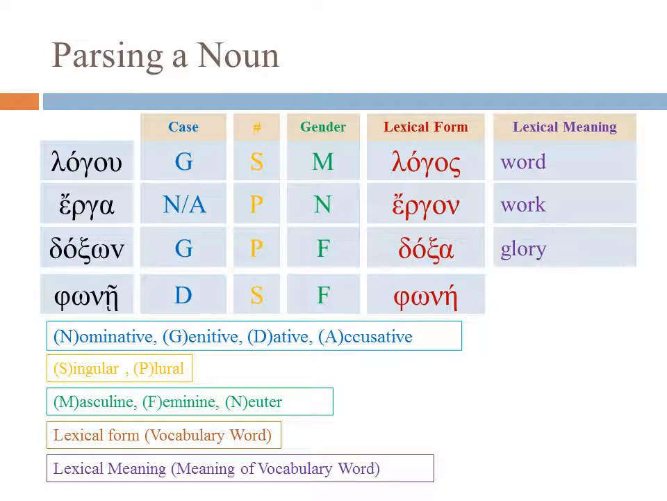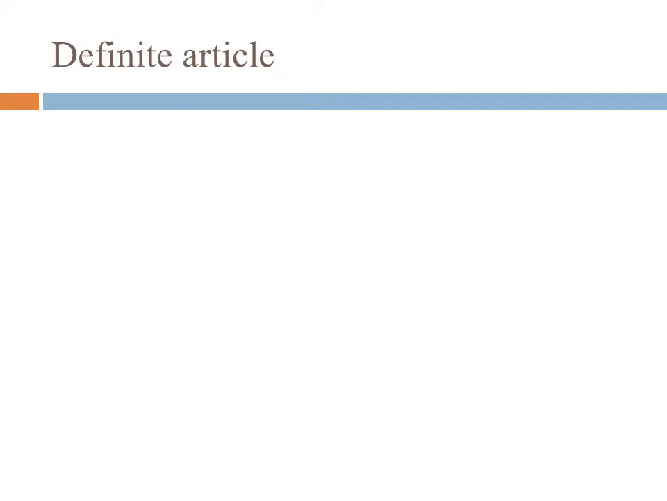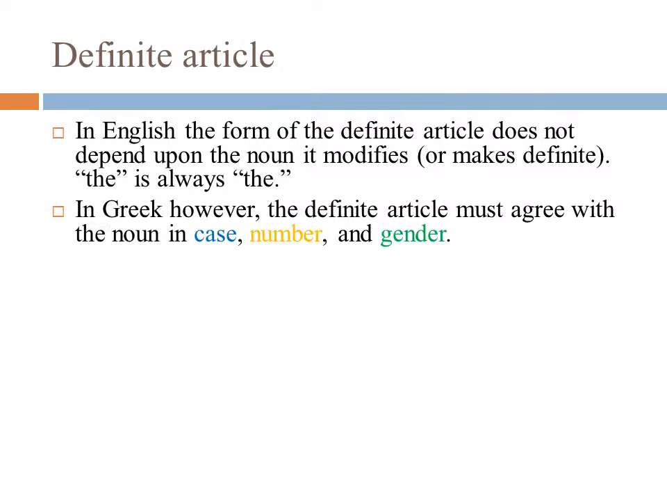It comes from phone, which means sound or voice. The definite article. In English, the form of the definite article does not depend upon the noun that it modifies or makes definite. The is always the. In Greek, however, the definite article must agree with the noun in case, number, and gender.